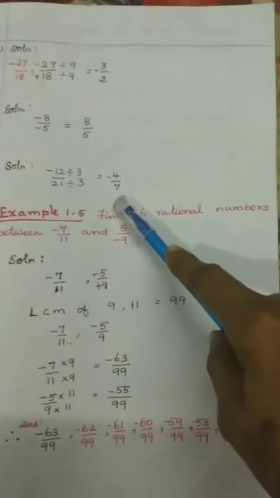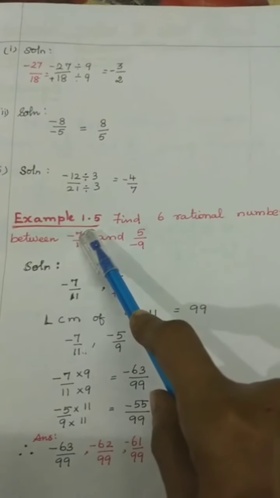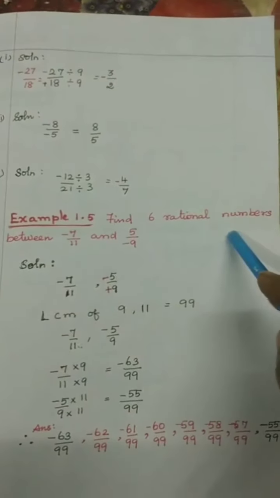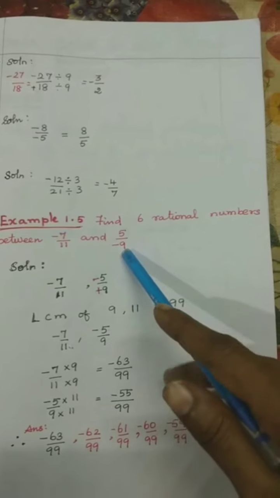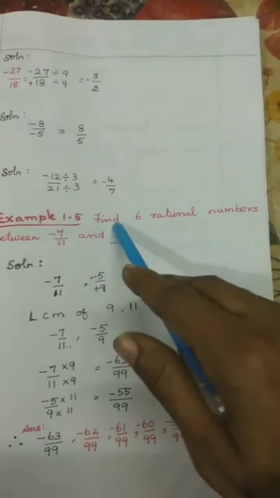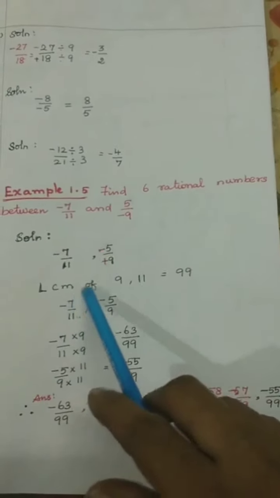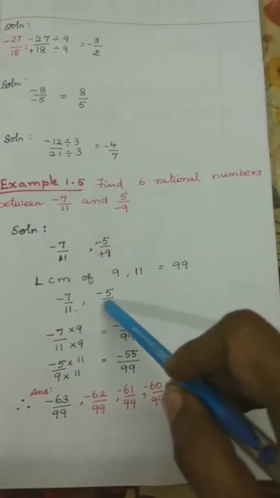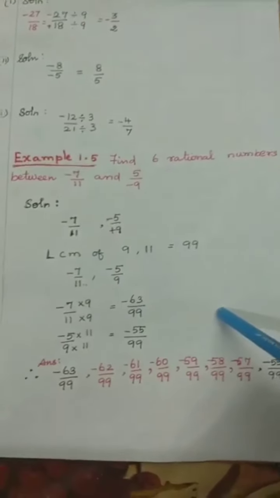Let's move to the example sum. That is example 1.5. Find 6 rational numbers between minus 7 by 9 and 5 by minus 11. Here in this, the denominator is negative. So you have to bring this negative sign to the numerator. The LCM of 9 and 11 is 99. So you make the denominators the same. Yes, the denominators are different, so make the denominator same.